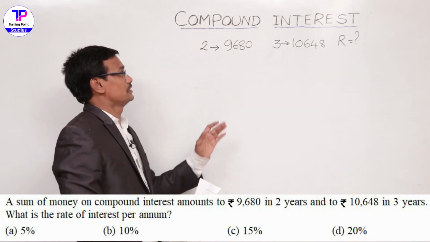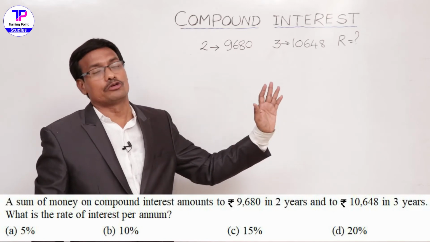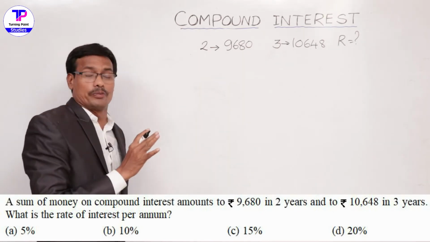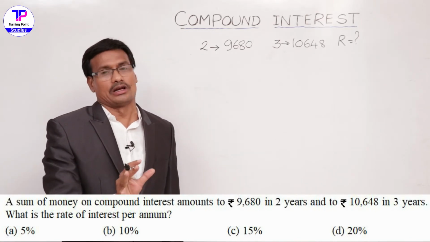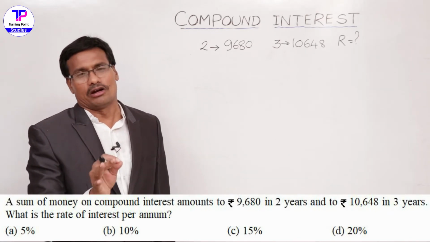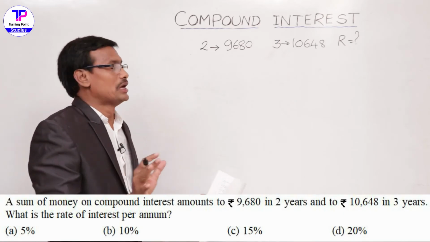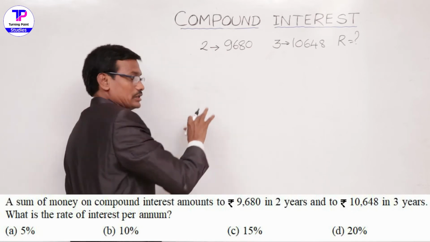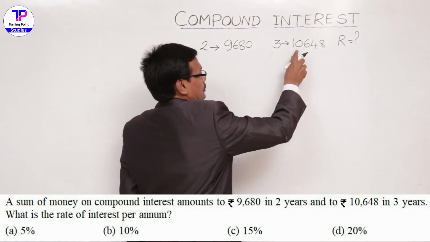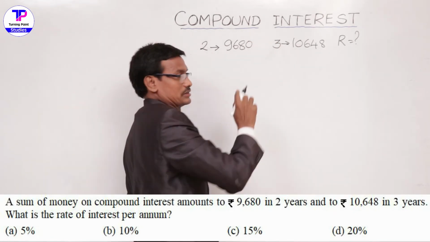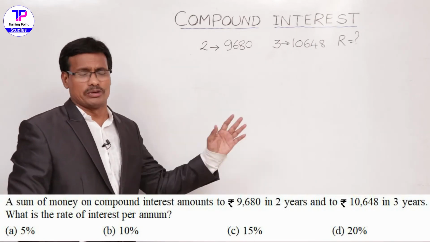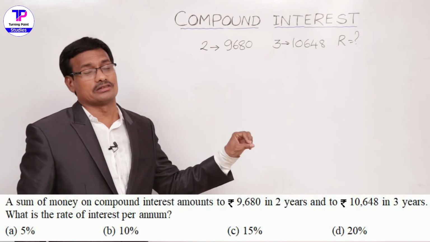See friends, this is somewhat different from the previous two problems, no? Before, they had given the principal 8,000, like this. But in this question they have not given the principal directly. That same principal amounts to 9680 in 2 years, and to 10,648 in 3 years. Now we have a formula, A by P is equal to, that is one method, but don't follow that method because it takes some time.